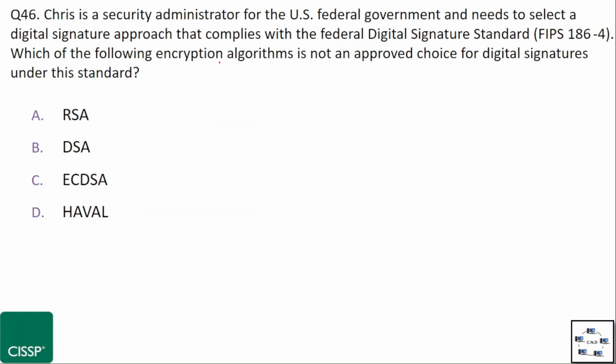Question number 46. Chris is a security administrator for the US federal government and needs to select a digital signature approach that complies with the federal digital signature standards, that is FIPS 186-4. Which of the following encryption algorithms is not an approved choice for digital signatures under this standard? We have four options: option A RSA, option B DSA, option C ECDSA, and option D Havel. And the correct option is option D Havel.